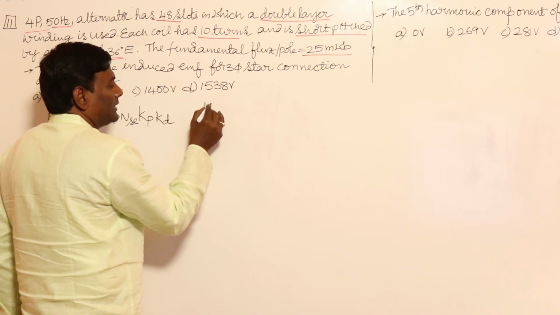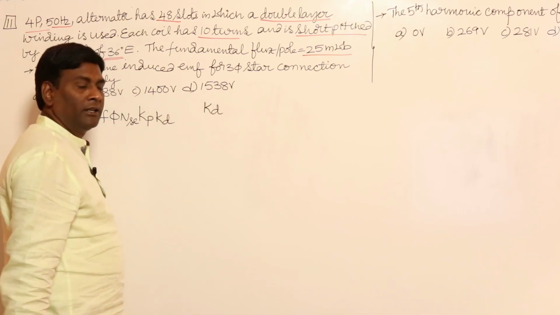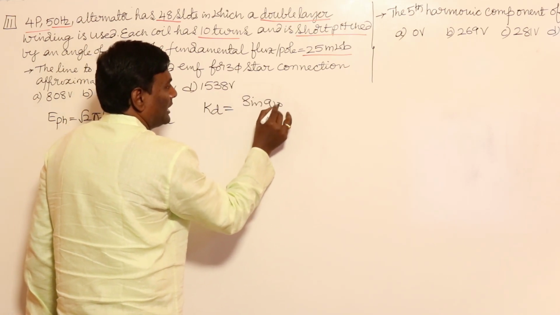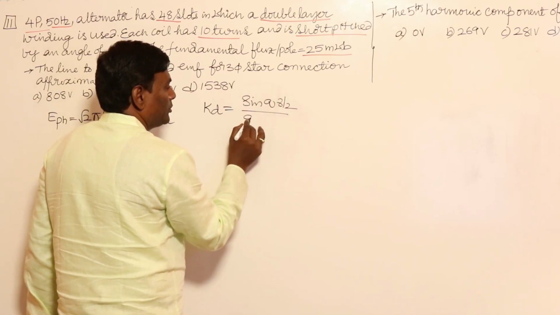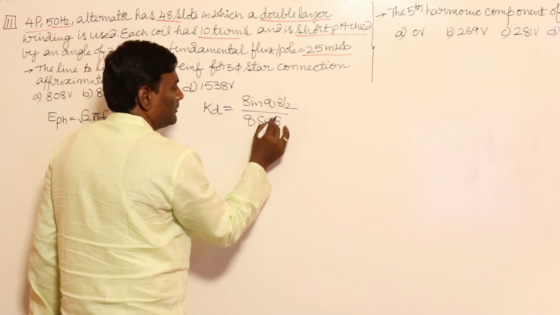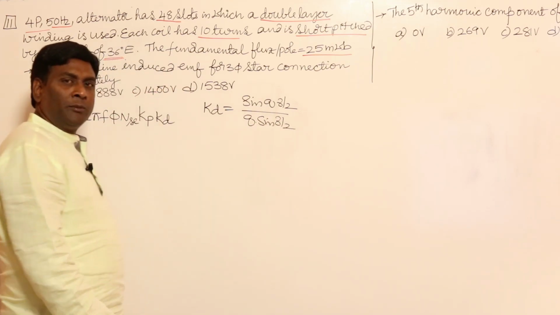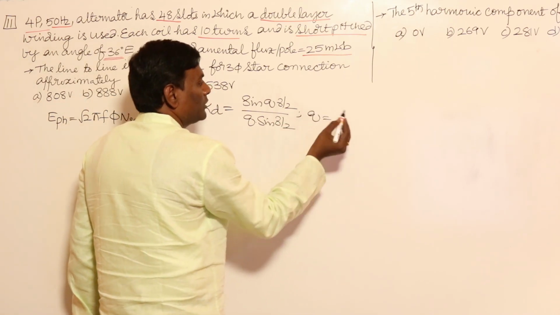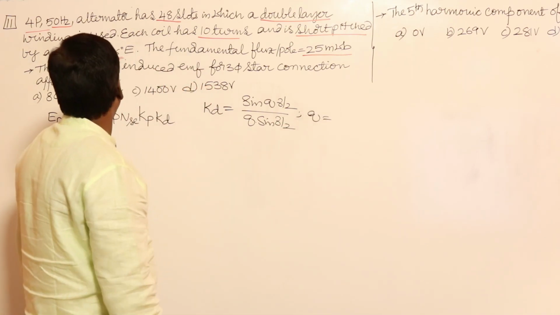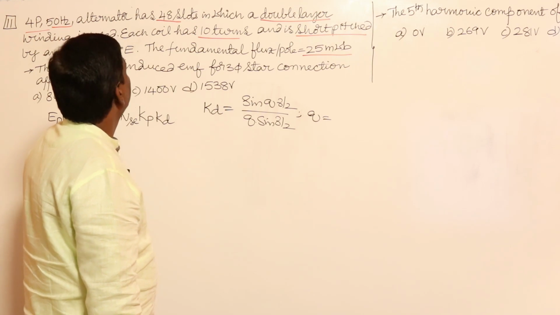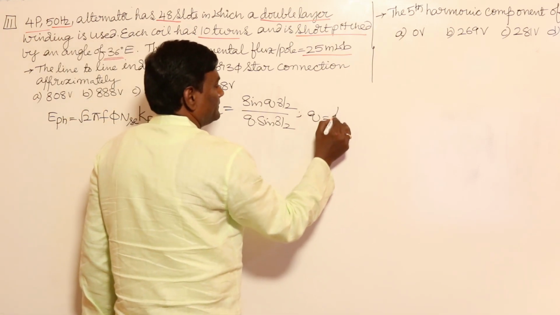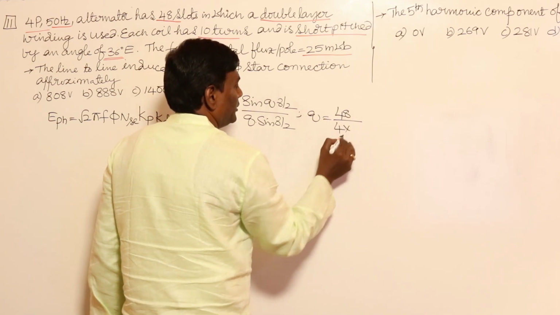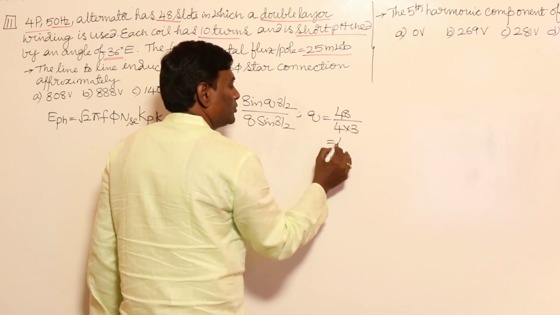So let me calculate the distribution factor. Distribution factor equals sin(qγ/2) divided by q sin(γ/2). Whether my winding is going to be distributed or not will be decided by q. So let me calculate q. Q is going to be how much? Slots per pole per phase. So 48 slots are there per pole, 4 poles into 3 phases, so it's going to be 4.